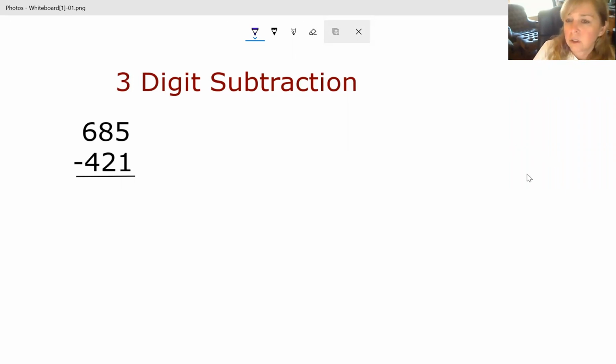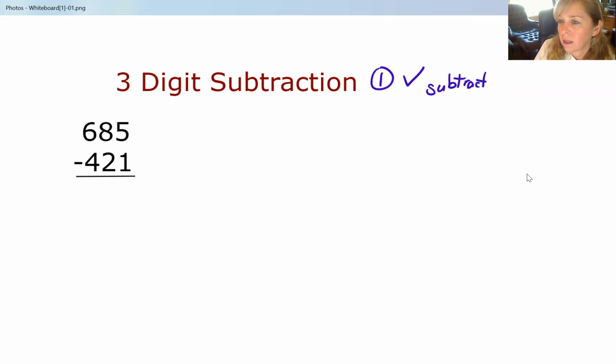Now, the first thing you're going to always do is check to see if you can indeed subtract. So you look over at your number, we've got 685, and think about what place each of those digits is in. We have 600, 8 tens, 80, and 5 ones. So we start by saying, can I subtract the ones? Can you do that? 5 minus 1? And indeed you can. So if you can, go ahead and say 5 minus 1, 4.